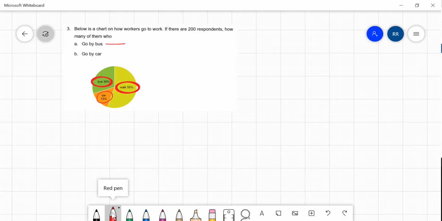Okay, so in here, we want to know how many go by bus. The bus is represented by 30%, so it's just 30% multiplied by the total number of respondents, right? So times it with 200. Just use a calculator, guys. It's just like 60 workers. It's quite easy, right? And the same thing for this one, guys. We have car represented by 15% in here, so it's just 15% times 200, which equals 30 workers.